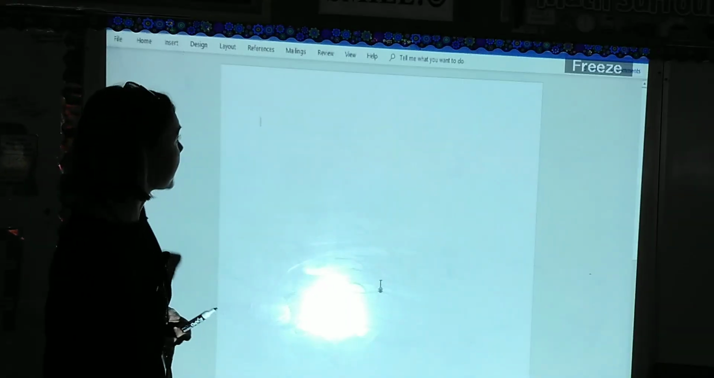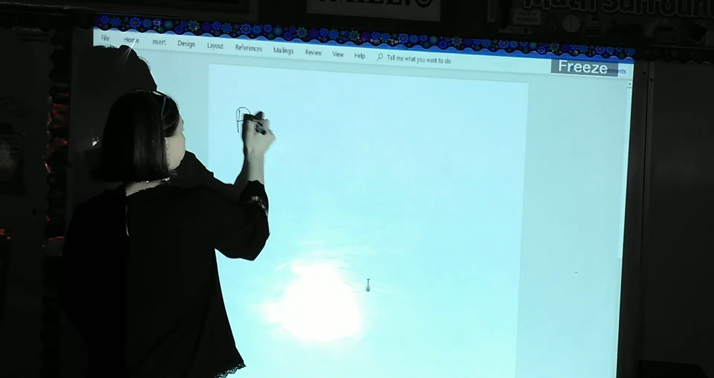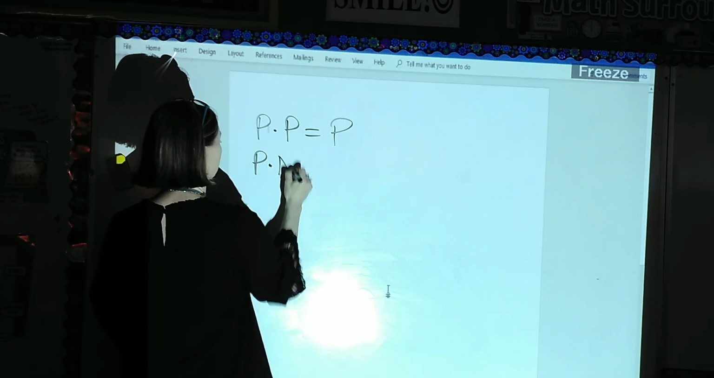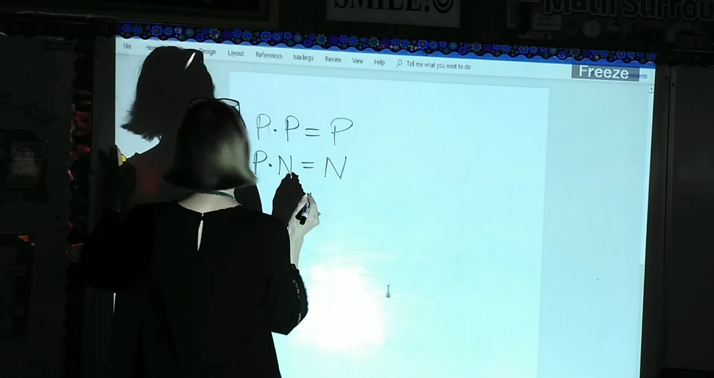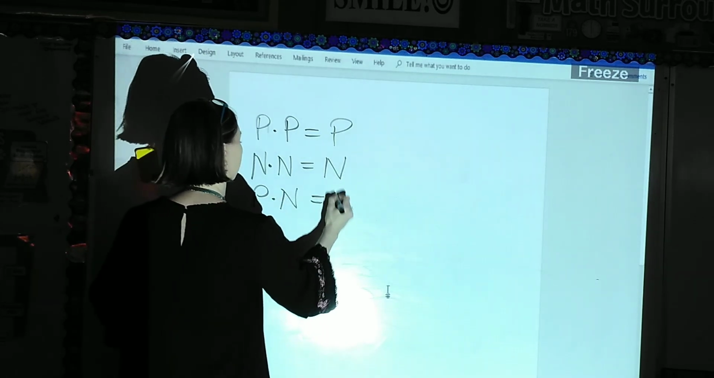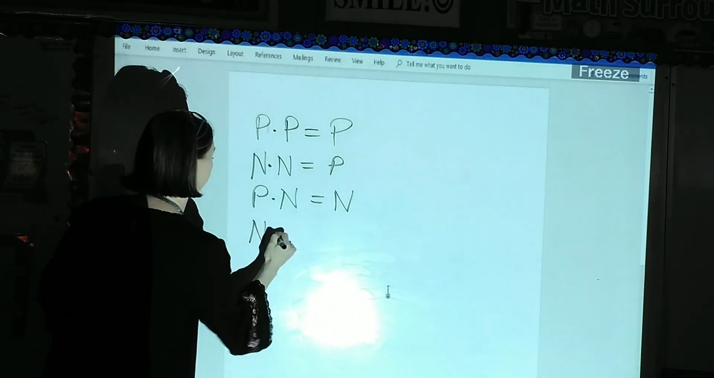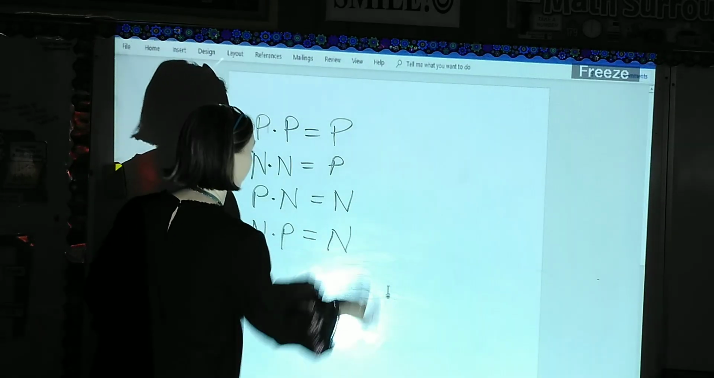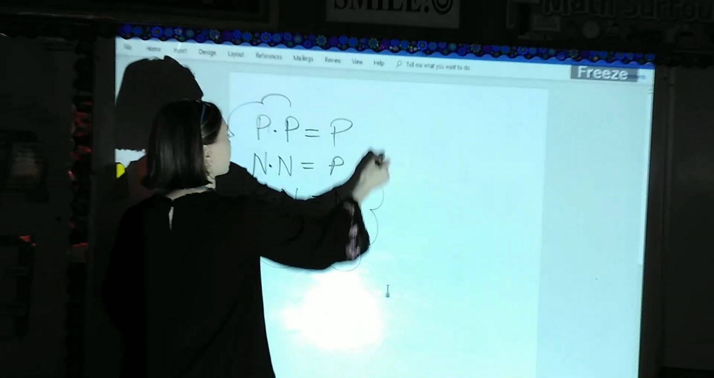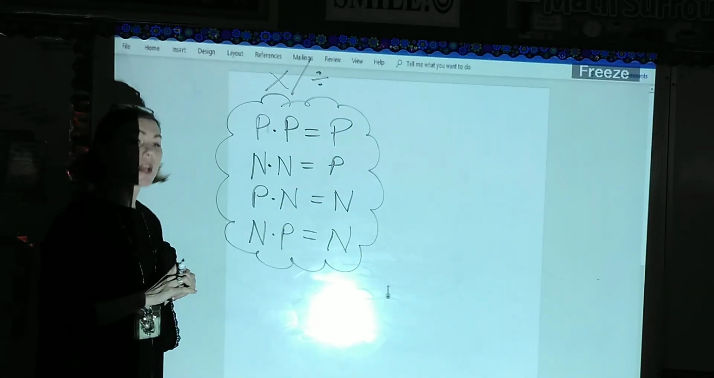Hold on. Okay, so we're going to talk about multiplying and dividing. So I want you all to write this down. Oh, you know what? Let me do it this way. 2 negatives and then positive times negative. This is all on the spot, on the fly, people. Okay? So, these are the rules for multiplying and dividing positive and negative numbers.